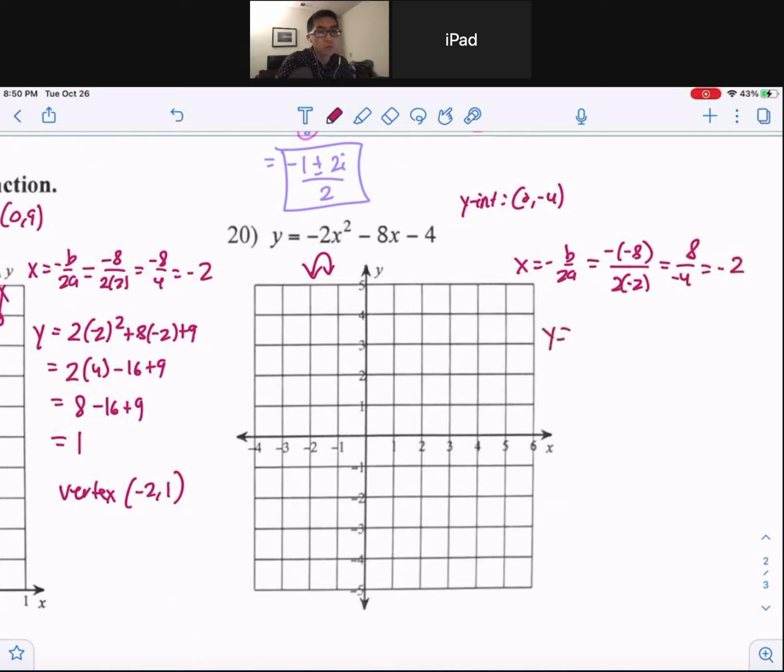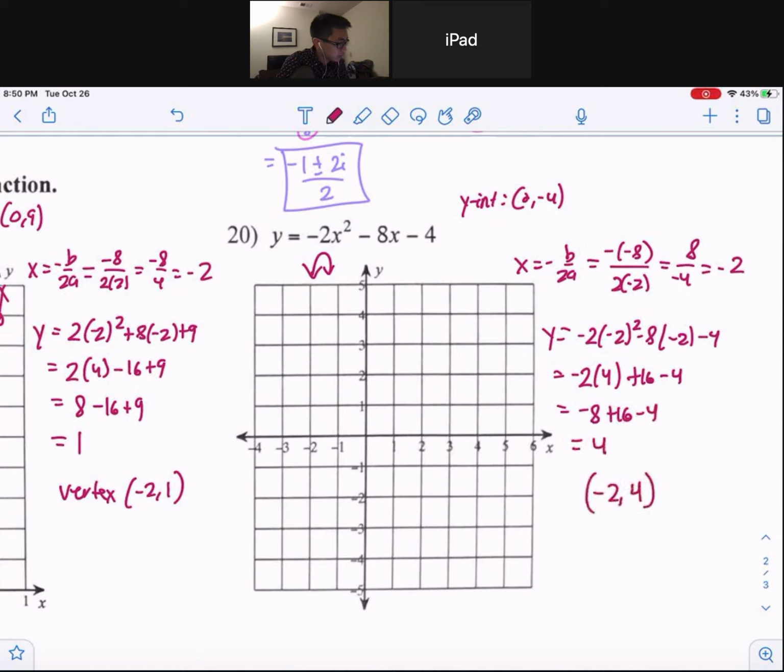Now again, to find your y-coordinate of your vertex, plug in -2 into the original equation. -2 squared, you guys, is +4. -8 times -2 is +16, minus 4. -2 times 4 is -8, plus 16 minus 4, which is 4. So -2, 4 is your guys' vertex. So -2, 4. You know your y-intercept 0, -4, and you guys know it opens down. So it's going to look something like that.